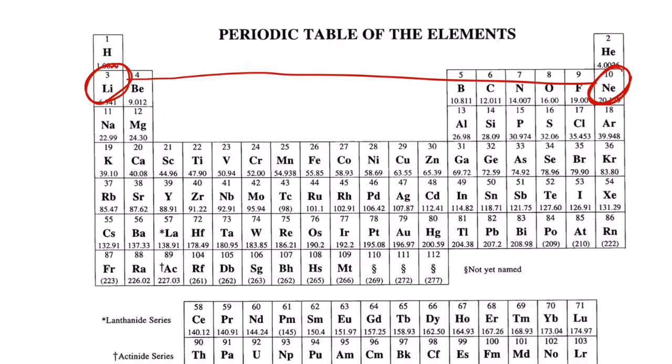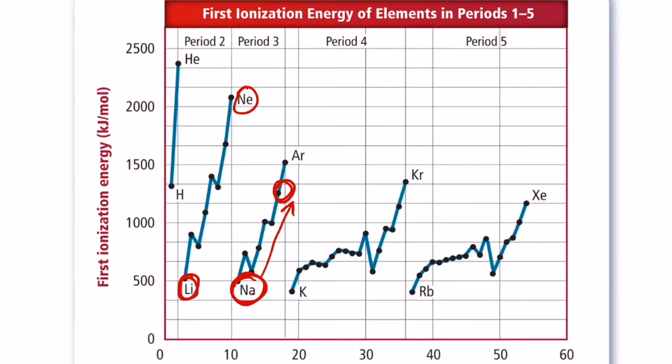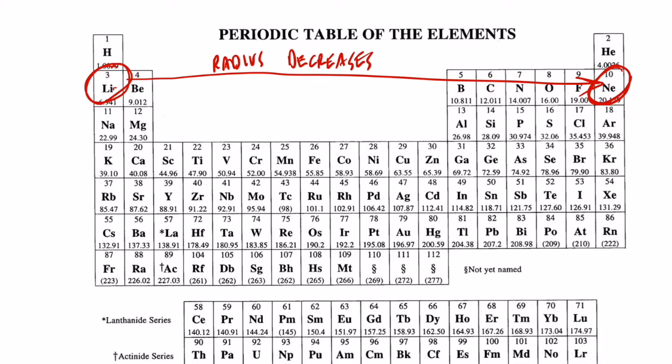So when I go across from lithium to neon, folks, remember the radius decreases. We're gaining protons without gaining energy levels. The radius decreases, and if you look at this chart from lithium to neon, the ionization energy increases. It becomes harder to take an electron away from lithium to neon. So when the radius decreases, the ionization energy increases because the atoms get smaller.